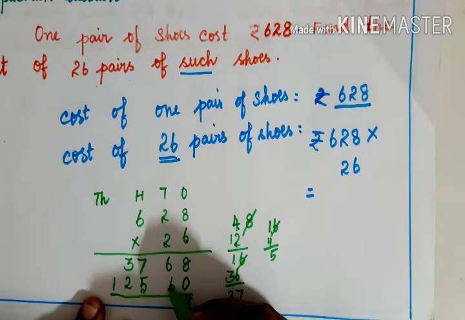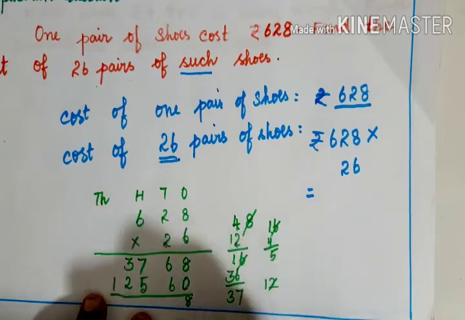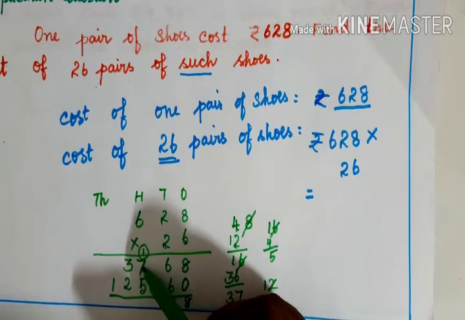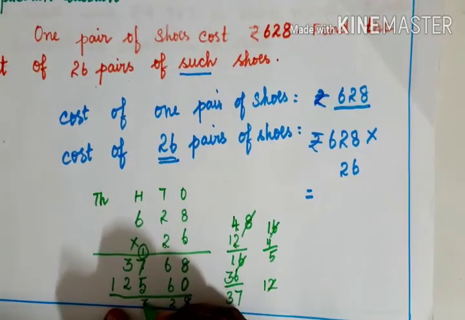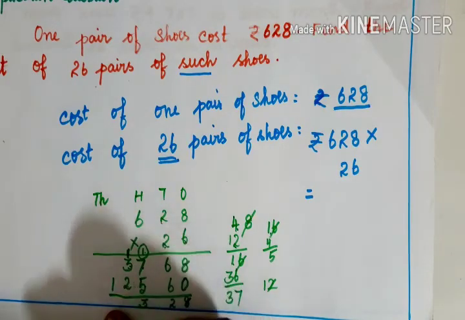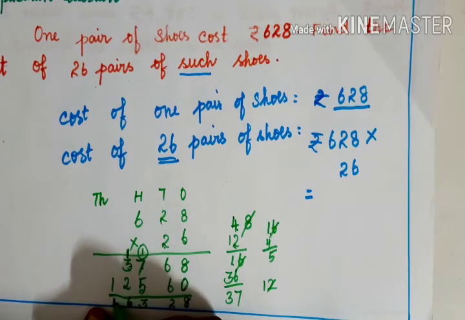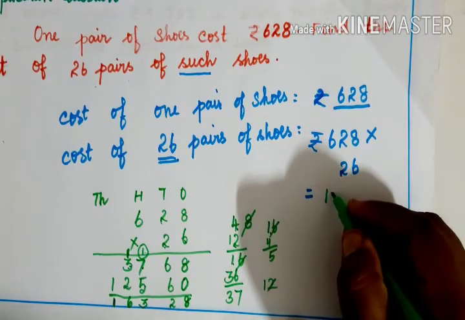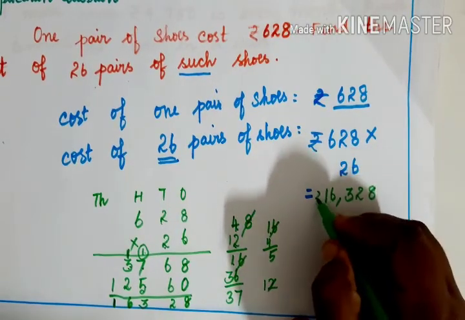So what do you get? 8. 6 plus 6 is 12. So 2 carry over 1. So 1 plus 7 is 8. 8 plus 5 is 13. So 3 carry over 1. So 1 plus 3 is 4. 4 plus 2 is 6. Then you get the answer. Then nothing is there, so directly 1. So the answer is 16,328. So you have to write the rupees here.